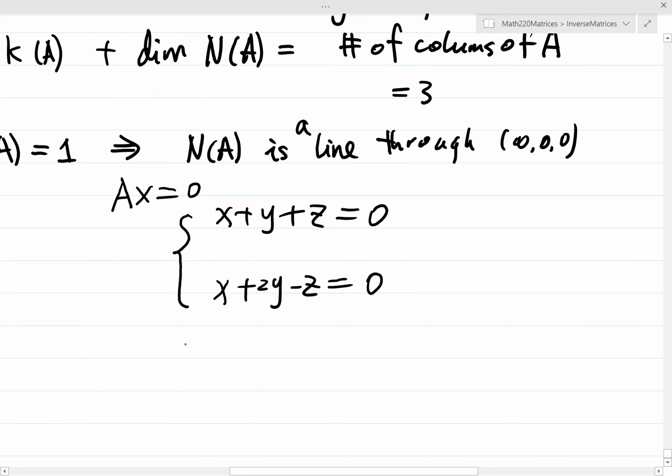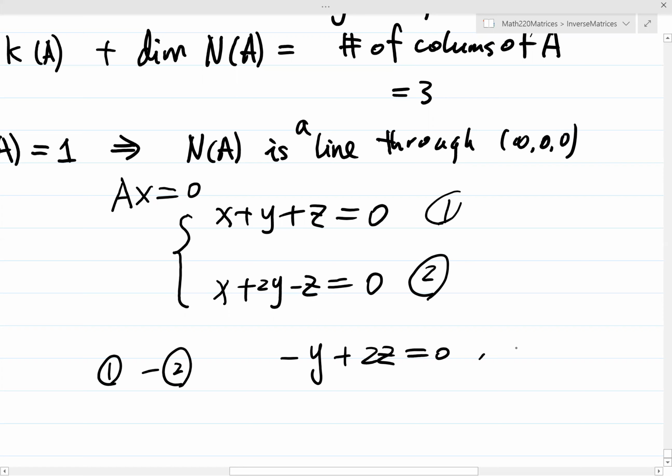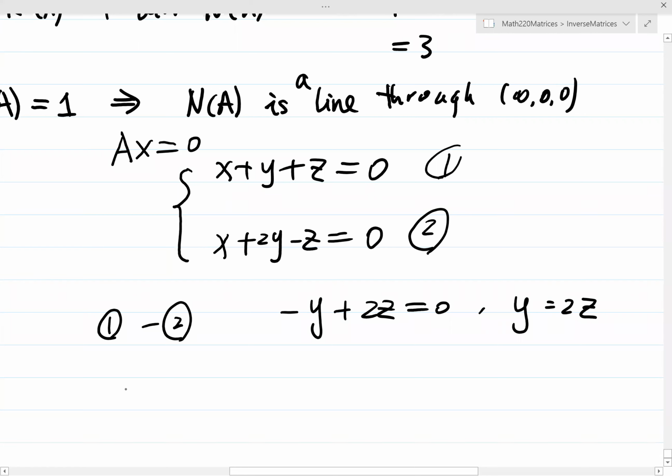Okay, now we solve it. We have a free variable. For instance, we let y minus 2 times the first equation. The reason is that we want to cancel x. So we get negative y plus 2z equals 0, and we solve y is 2z. Now by equation 1, x is negative y plus z, and replacing y by 2z, x is negative 2z plus z, which is negative z.